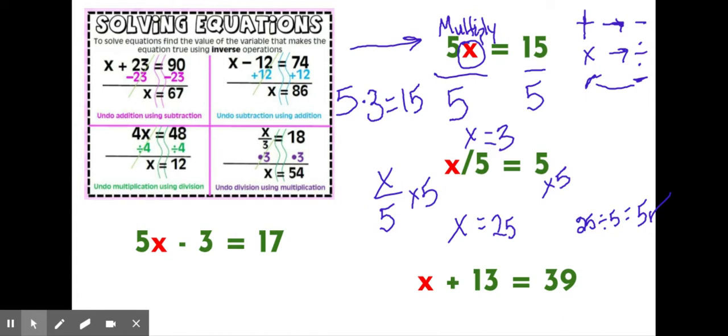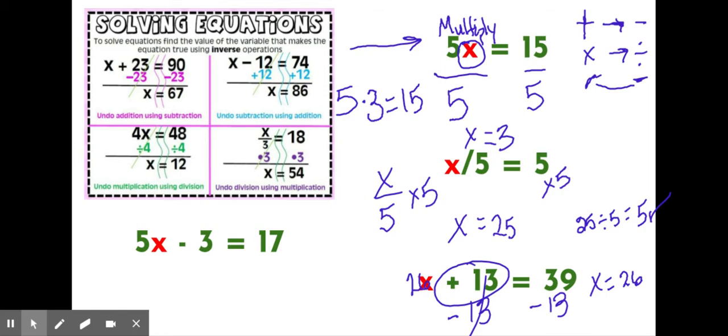My third one, x plus 13 equals 39. Again, right now I'm adding 13 to it, so I have to subtract 13 in order to get that x by itself. But again, doing it to both sides, 13 minus 13 is just 0. So I'm left with x by itself. And then 39 minus 13, I find out that x equals 26. Again, I could substitute that in. Is 26 plus 13 39? Yes, it is. So that checks out as well.